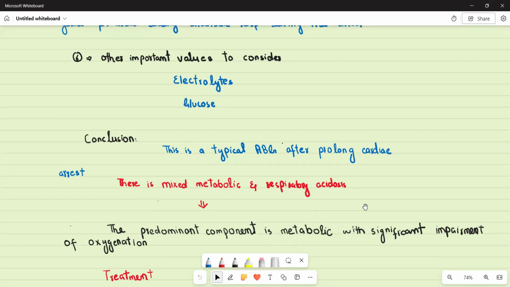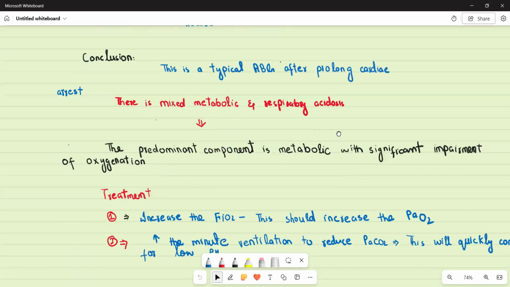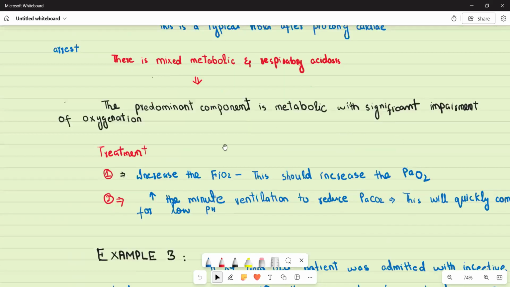It's significantly low. And also during a prolonged cardiac arrest, there is significant anaerobic metabolism and a large amount of lactic acid is produced. And then the bicarbonate ion is used to buffer the effect of that lactic acid. Okay. There is also significant impairment of oxygenation in this patient.